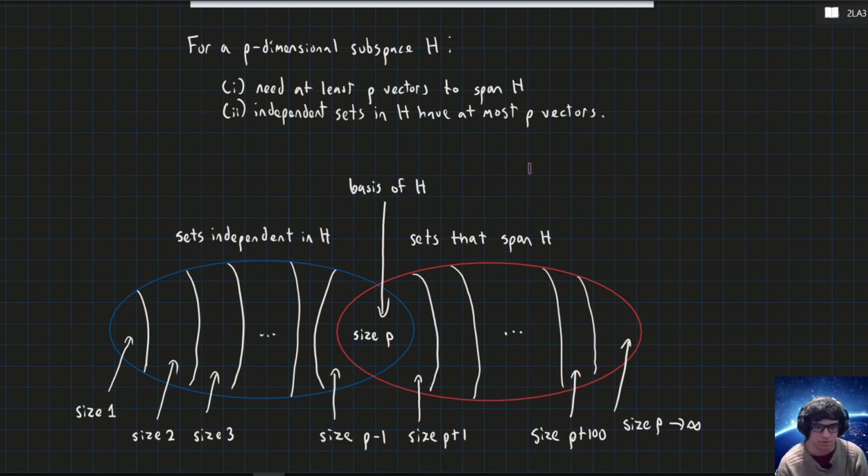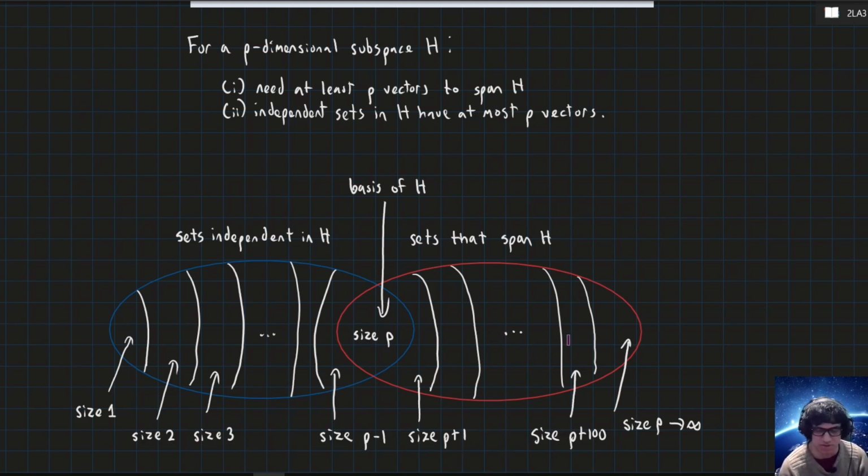Okay, so in this diagram here, if we let the sets that span H be encompassed by this red circle, and the sets that are independent in H be encompassed by this blue circle, where they intersect, the commonality is going to be the basis of H.